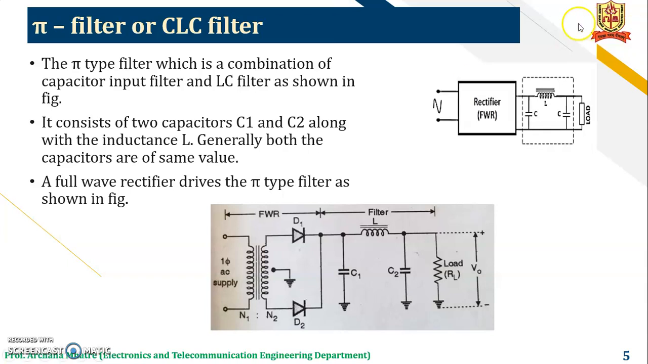Now the next type of filter is the pi filter or CLC filter. Here is the diagram for the pi filter, a combination of capacitor, inductor and capacitor, followed by the full wave rectifier circuitry. The pi filter, which is a combination of capacitor input filter and LC filter, is shown in the figure. It consists of two capacitors C1 and C2 along with the inductance L. Generally both the capacitors are of the same value. A full wave rectifier drives the pi type filter as shown in the figure.